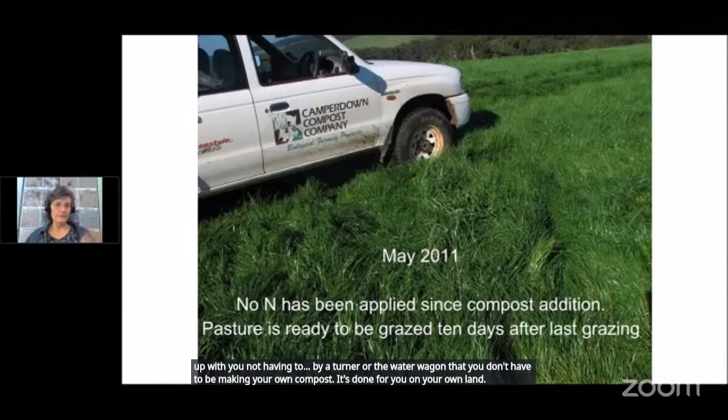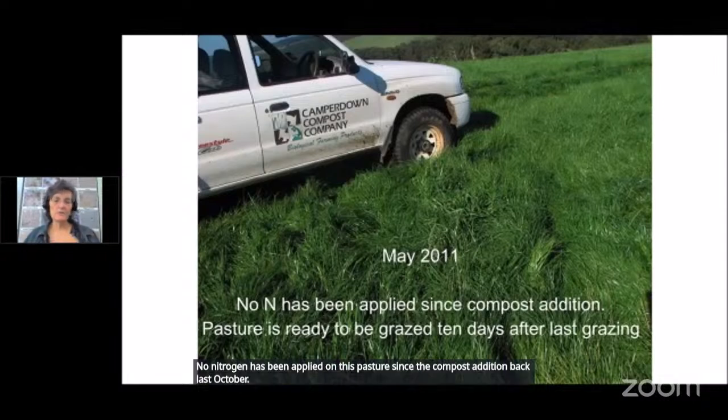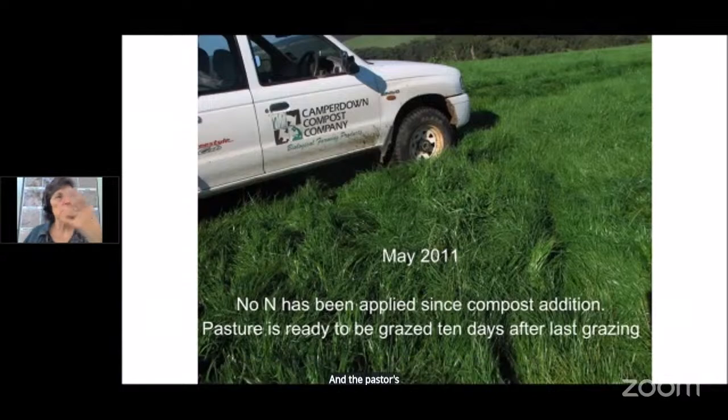So this is the pasture in May. This is a month later. This is definitely into the beginning of winter in this part of the world. Yeah, those are eucalyptus trees. They don't lose their leaves in the background. No nitrogen has been applied on this pasture since the compost addition back last October. And the pasture is ready to be grazed 10 days after the last grazing.